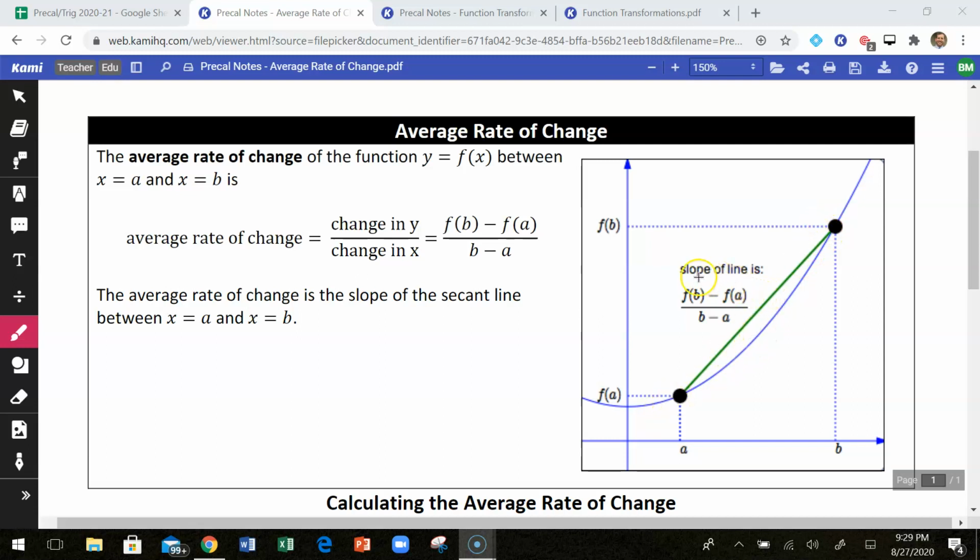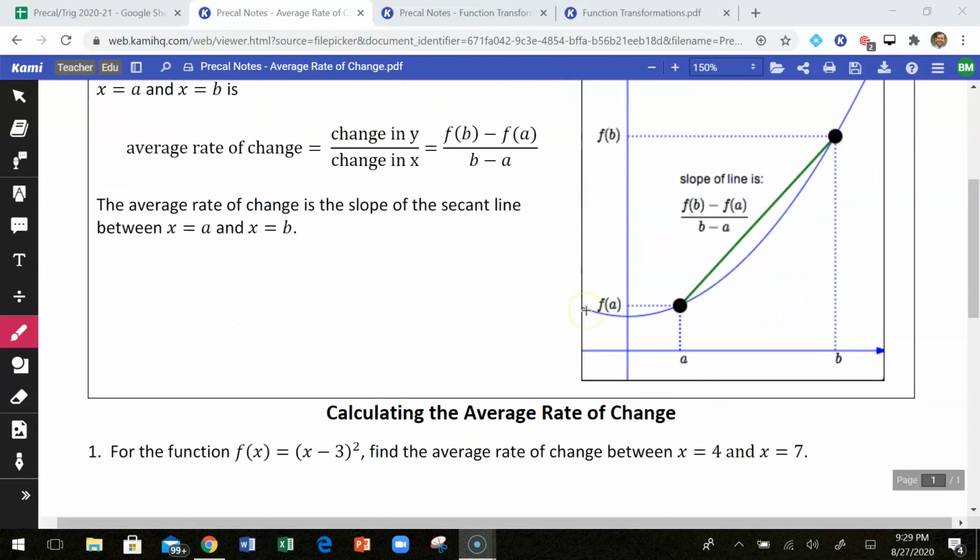And so what we're essentially doing is we are finding the slope between those 2 points on that graph. So we can't actually find the slope of this curve, right? Because it's not a line, so I can't find the slope of it. That doesn't make sense. So what I do is I take those 2 points and draw a straight line through those, and then find the slope of that line, and that is the average rate of change.